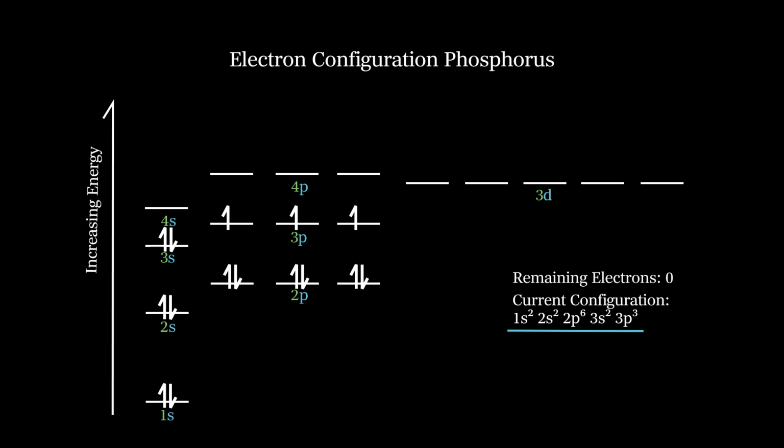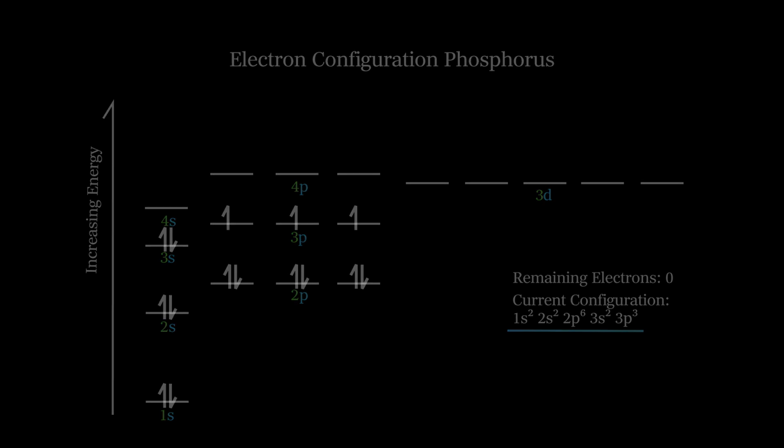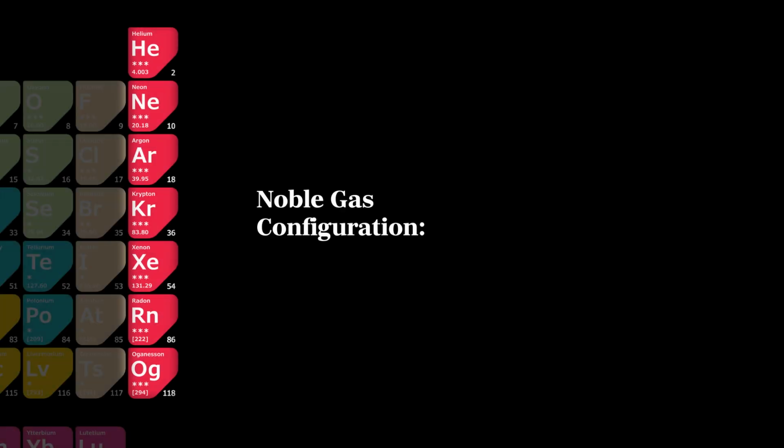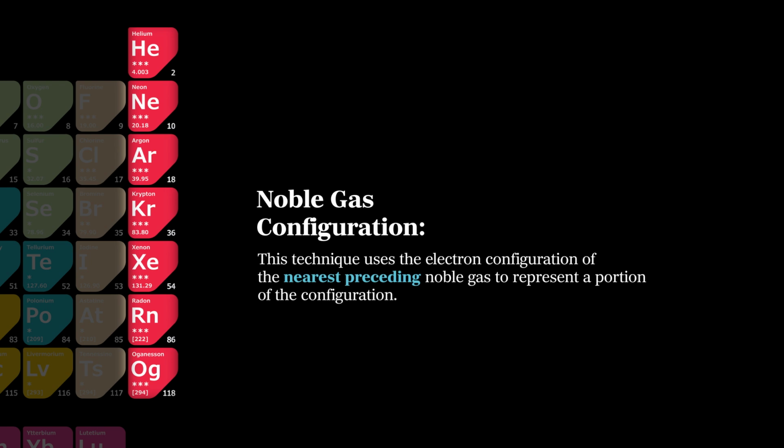This notation can become quite lengthy, so chemists often use a shorthand version called noble gas configuration. To simplify the electron configuration for elements with many electrons, we use a method called the noble gas configuration. This technique uses the electron configuration of the nearest preceding noble gas to represent a portion of the configuration.